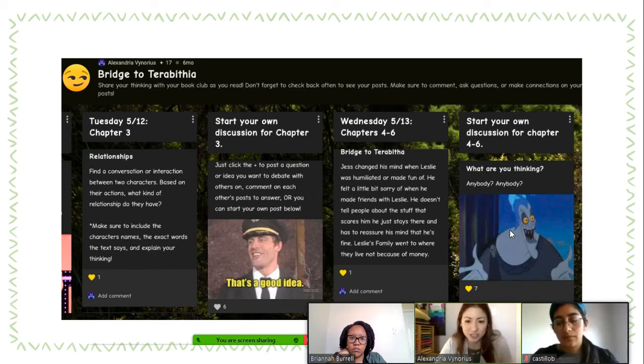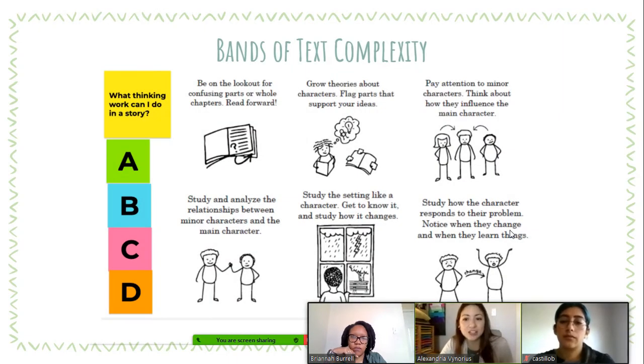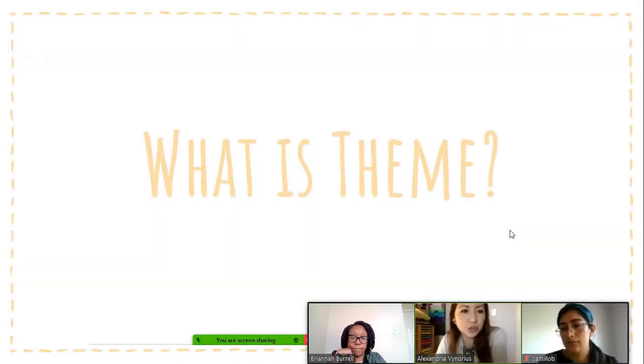On this next slide, you'll see how we can even use the bands of text complexity cards to guide our students' conversations. This can also help us think about what we can coach into this reader, knowing what band of text they are working on currently. All of these tools can be used as you're thinking about planning for your book clubs.